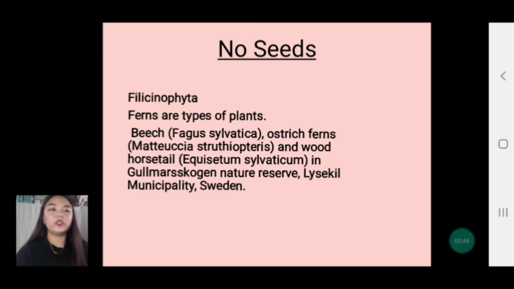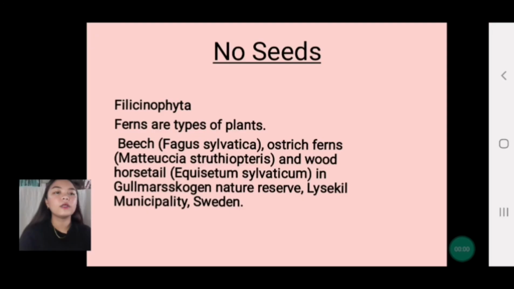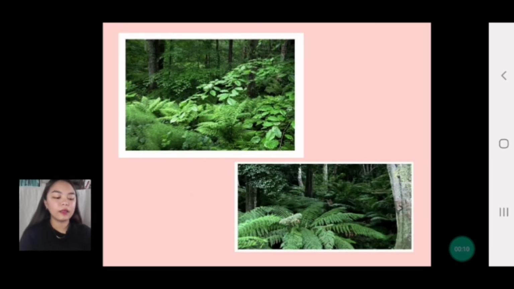So here we go, the no seeds. The example is the phylum of ferns. Ferns are a type of plant, and the next no-seed plants are examples of this phyla. Ferns are placed under the classification phylum Pteridophyta.